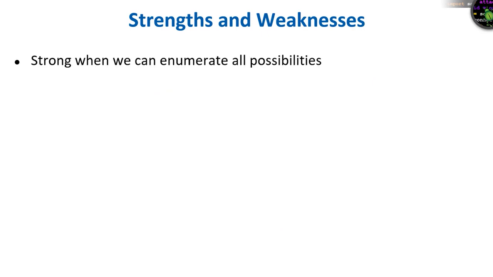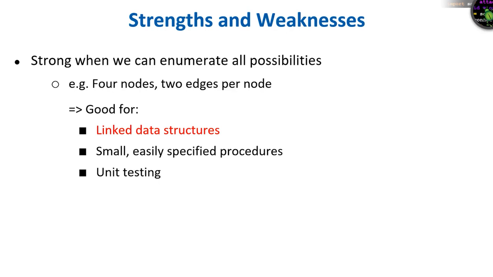Let's wrap up our discussion about Korat by summarizing its strengths and weaknesses. Korat's test generation is at its best when we can easily enumerate all possibilities for the objects to be used in the test cases. For example, if our test cases all involve 4 nodes and each node has 2 pointers to other nodes. More specifically, Korat is useful for testing linked data structures with small, easily specified procedures, such as emptying a stack or inserting an element into a heap.